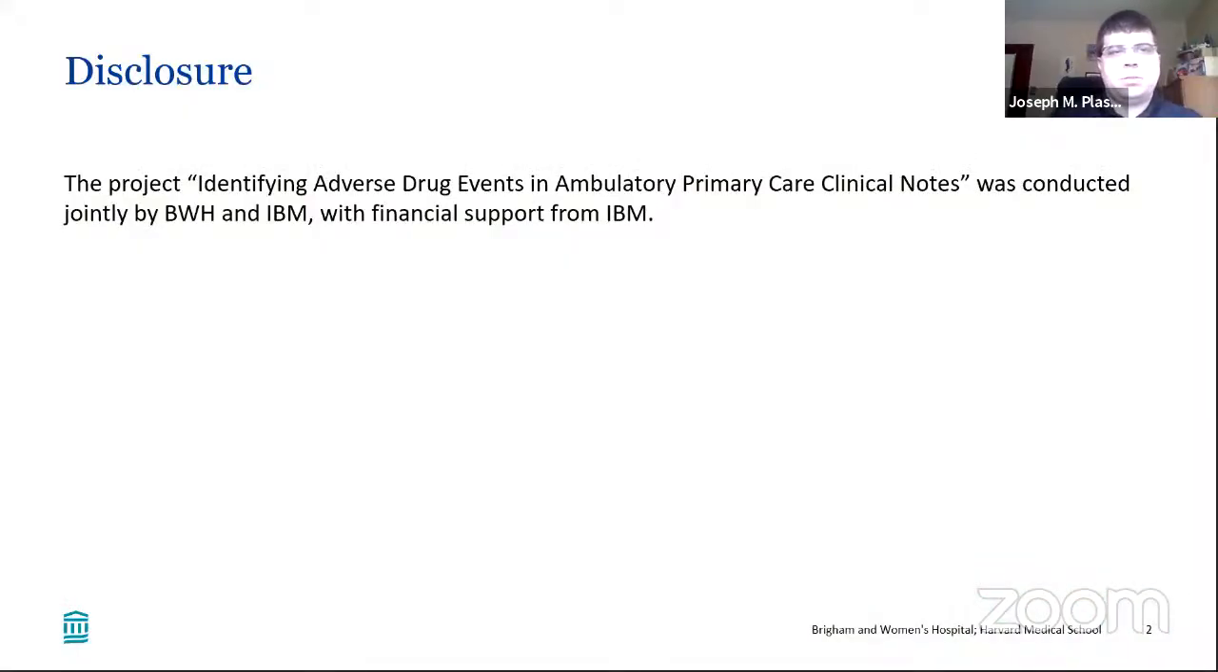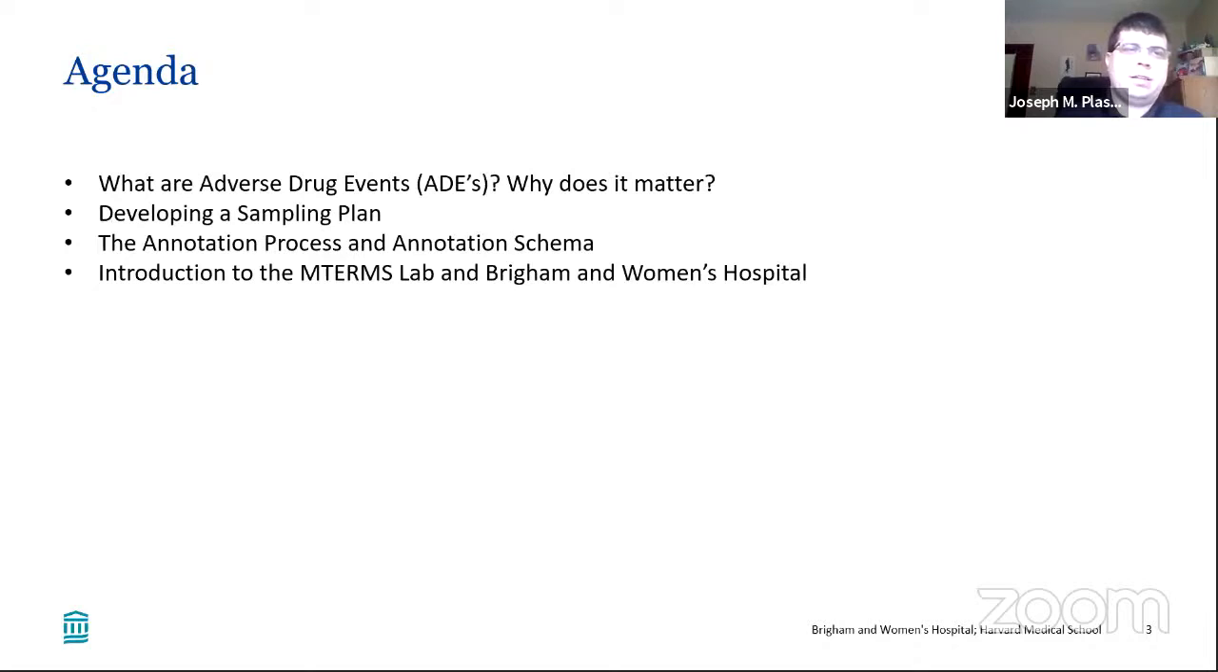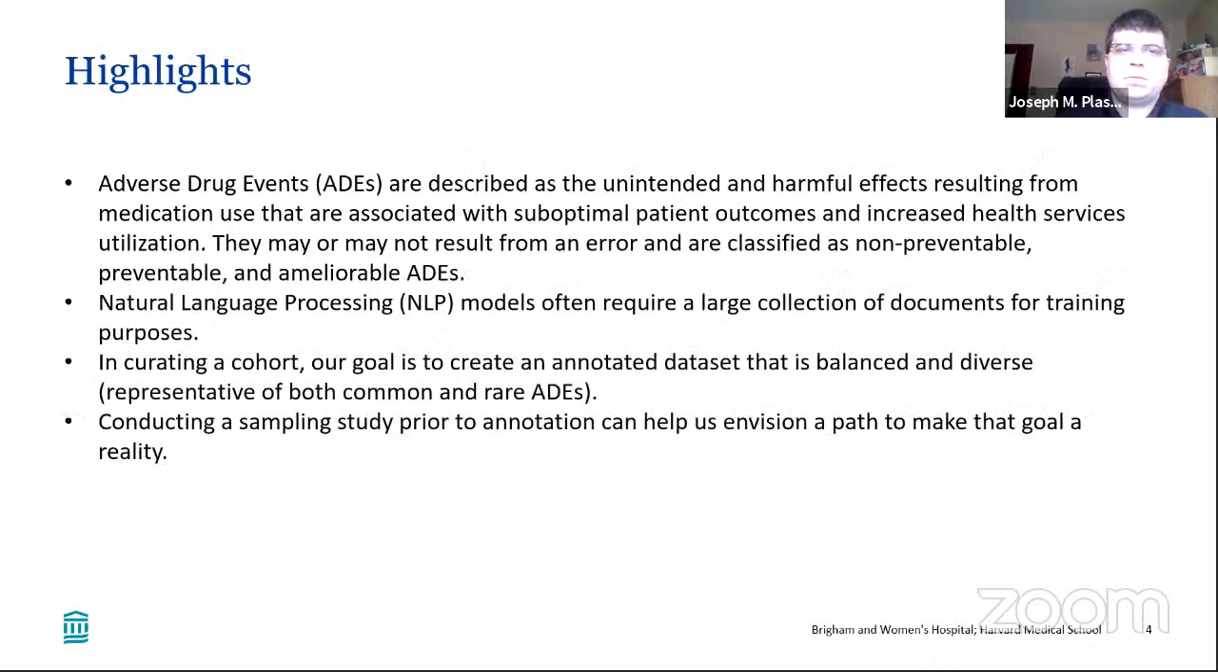As a disclosure, this project, Identifying Adverse Drug Events in Ambulatory Primary Care Clinical Notes, is a collaboration between Brigham and Women's Hospital and IBM, with financial support from IBM. IBM partners with academic leaders to advance the science of artificial intelligence. In today's talk, I will be discussing the annotation process and sampling plan development of an ongoing study on the prevalence of adverse drug events.